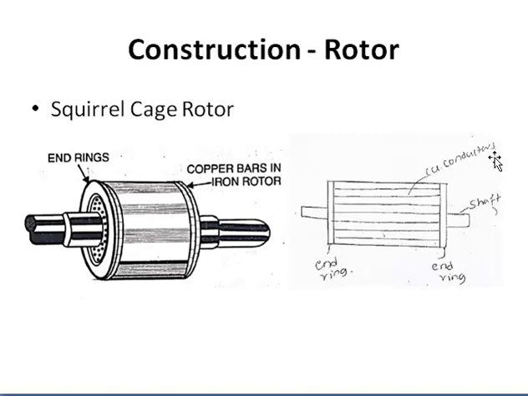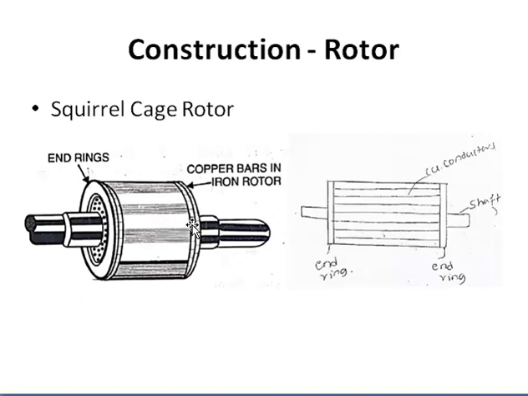So the rotor consists of a laminated cylindrical core having parallel slots on its outer periphery. So on the outer periphery of this cylinder we will have the slots, and one copper or aluminum bar is placed in each slot. So whatever slots we have on the outer periphery, we place one copper or aluminum bar inside them, and all these bars are joined at each end by metal rings called the end rings. So you can see what the structure is here.